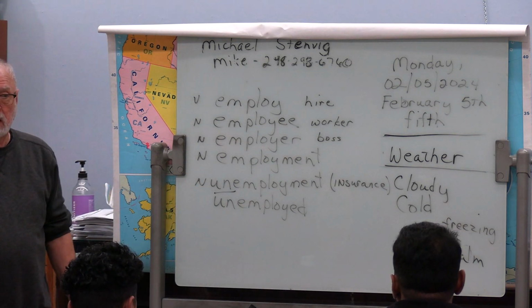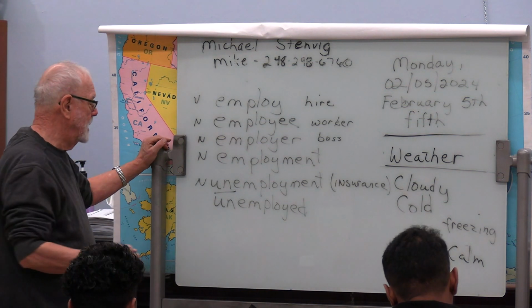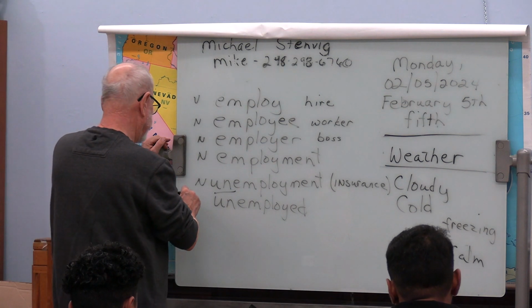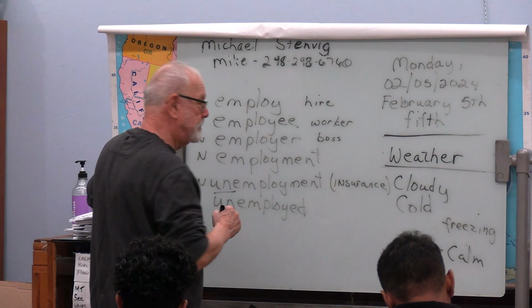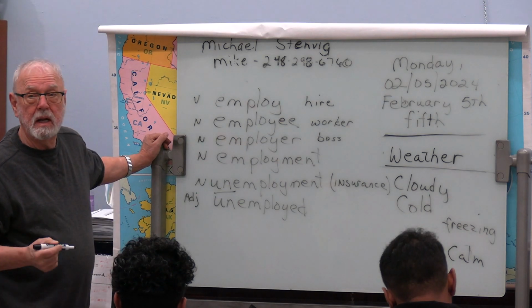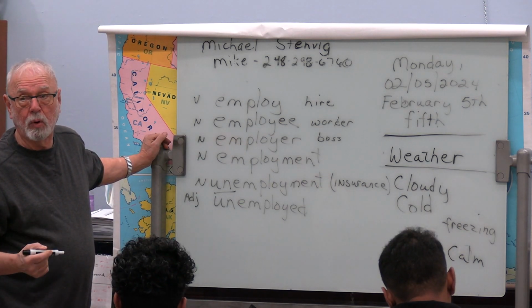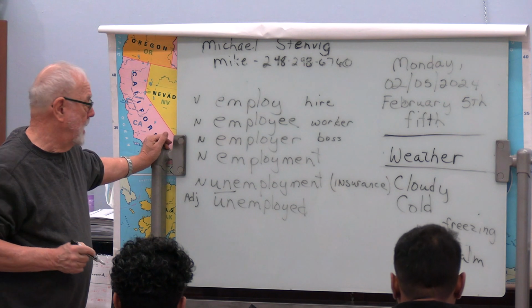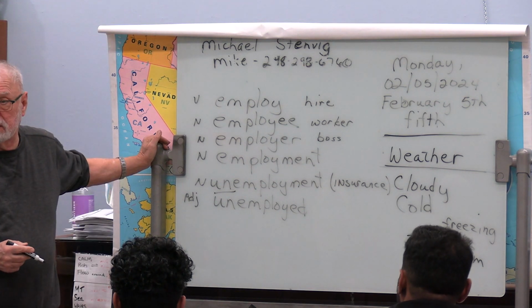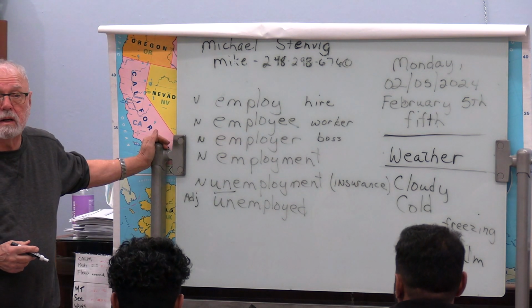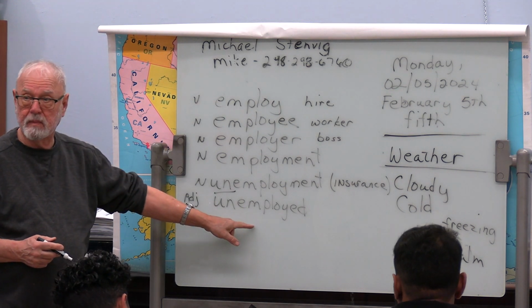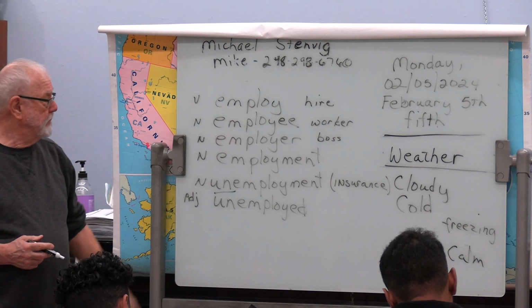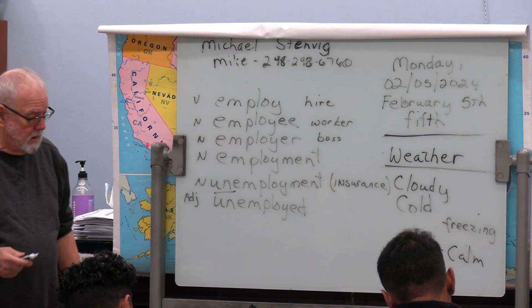How about this one? Unemployed. Unemployed. Not there. This is the adjective. Or past tense. He is unemployed. Unemployed person. Unemployed workers. So this is the adjective. So this word comes up a lot.